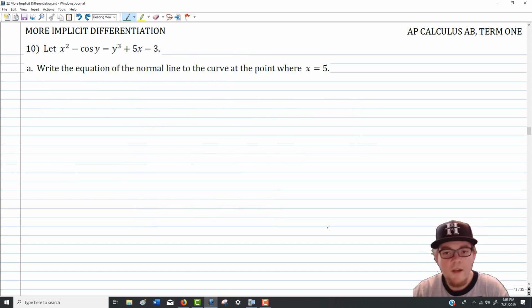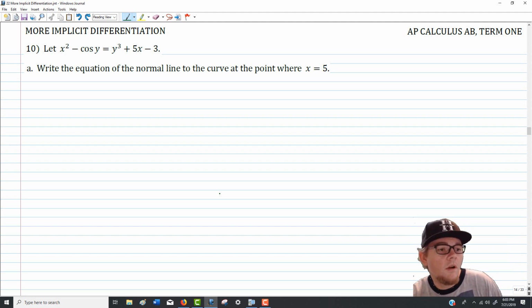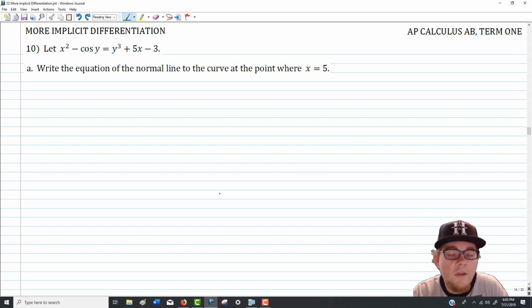Okay, that brings us to our final question, and also the first and only question on this assignment that is calculator active, where you're actually going to need to use your calculator to work your way through things. I think that even part A, which is just asking for the normal line to the curve, is in itself a little bit challenging. It takes a little bit of work. So just keep that in the back of your mind as you're working through these.